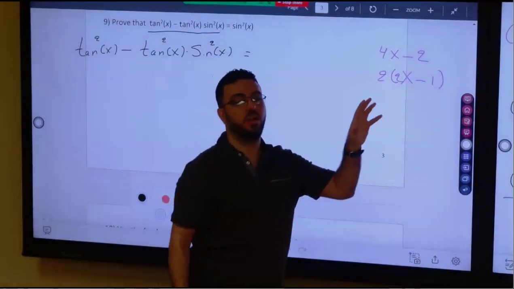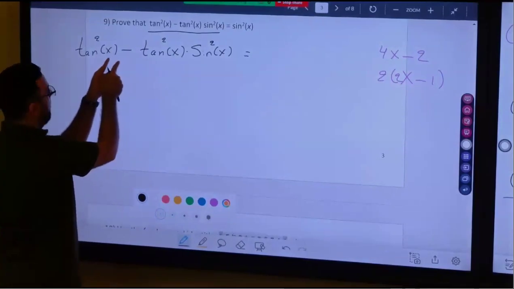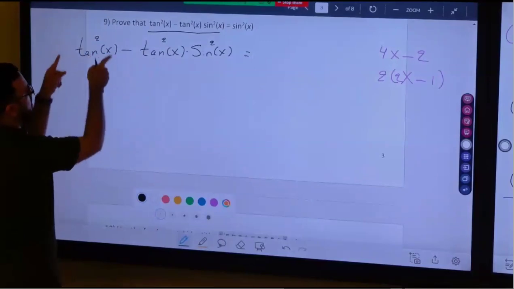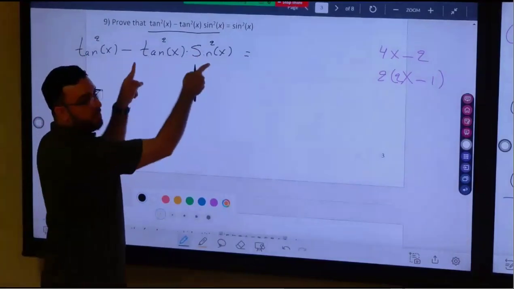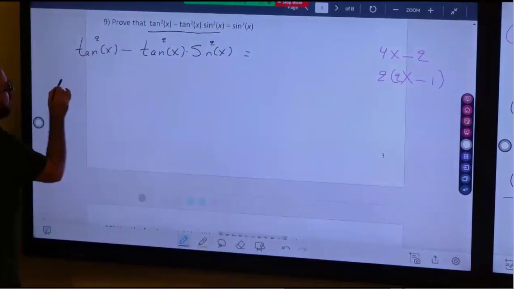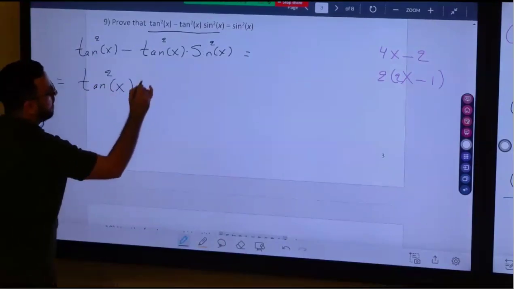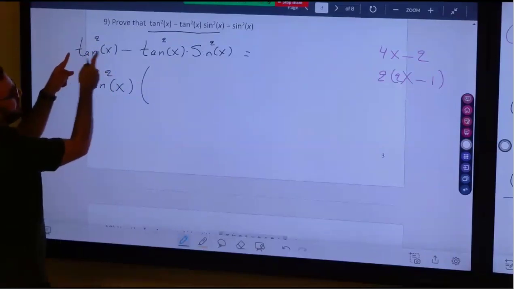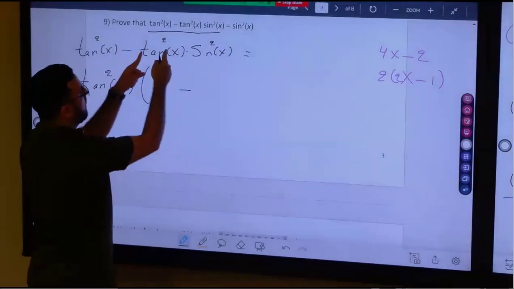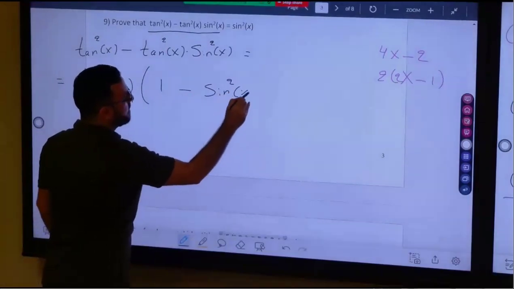Here is the minus, right? I have tangent here and tangent here. That means tangent exists on this term and on this term. Can I factor out the tangent? Yes. So this is equal to tangent squared x. What's left from this side? 1. Minus. What's left from this side? We're going to factor out the tangent, so the sine squared x.